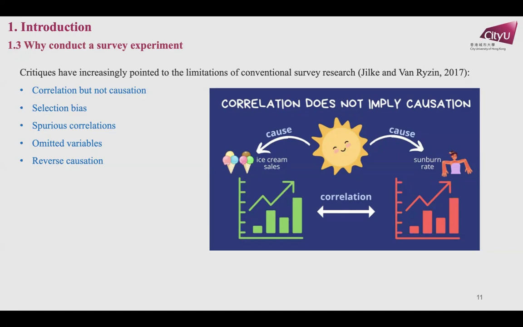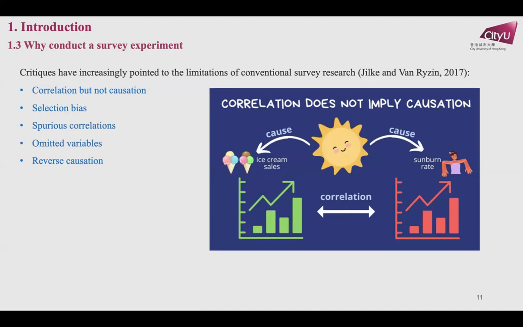While conventional survey research is a powerful tool for gathering data, it also has some significant limitations. The first one is correlation but not causation. It means that conventional survey research often struggles to establish clear causal relationships between variables. It can identify correlations, but they do not provide evidence of causation.